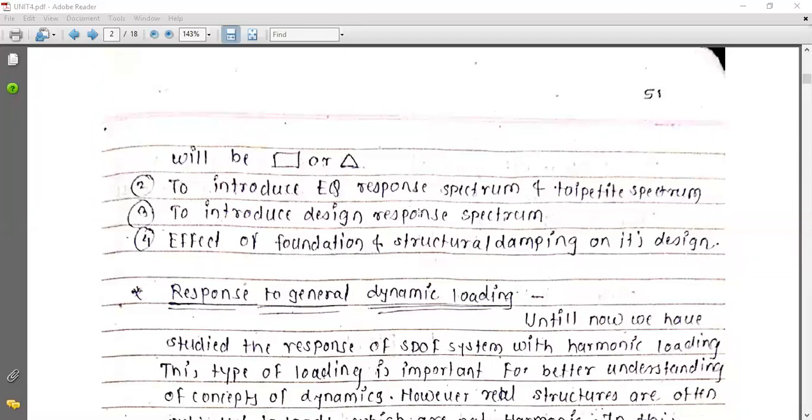In this Duhamel's integral, we'll see first what Duhamel's integral is, and based on it we'll solve some small derivations, first for the triangular and the rectangular portion. Under a general dynamic loading, that loading is with respect to the triangular area and the rectangular area, that we'll see now.